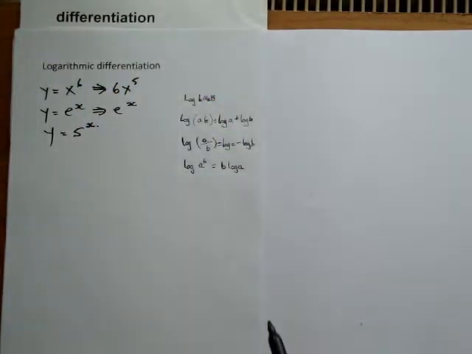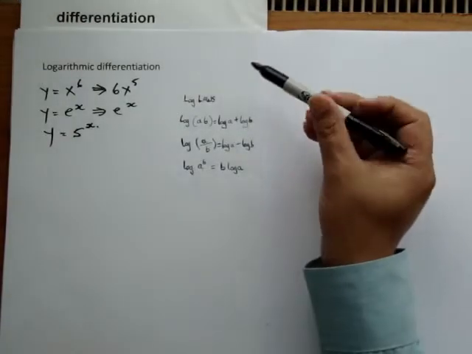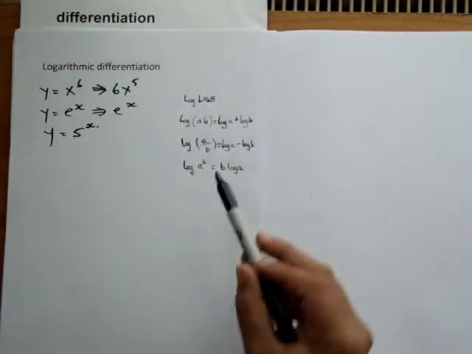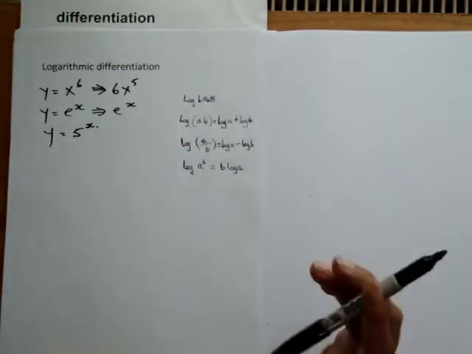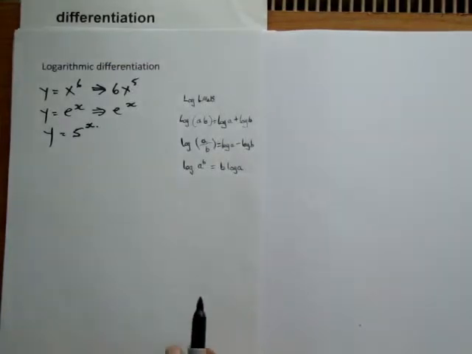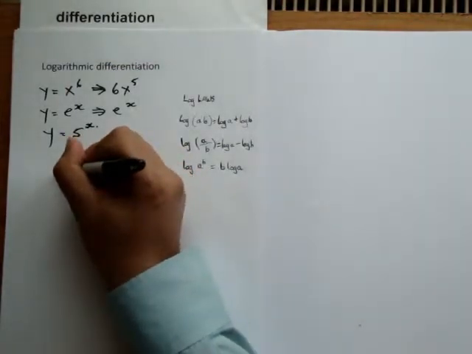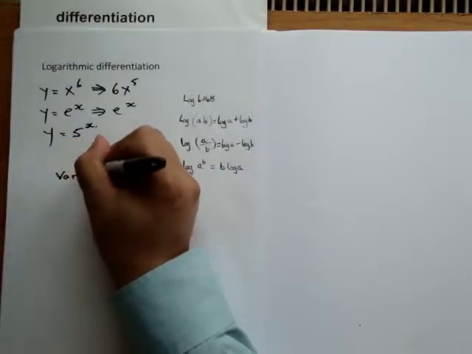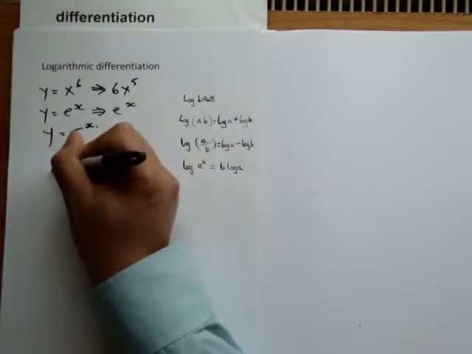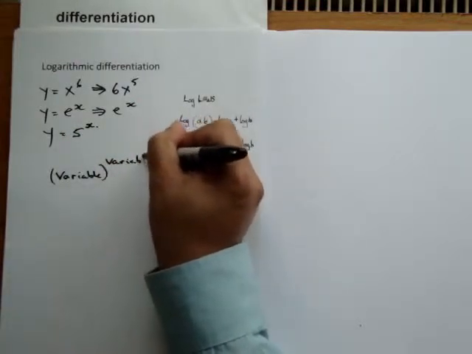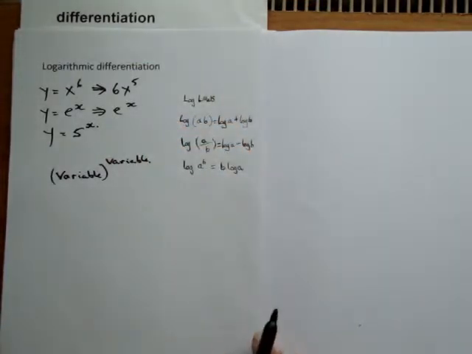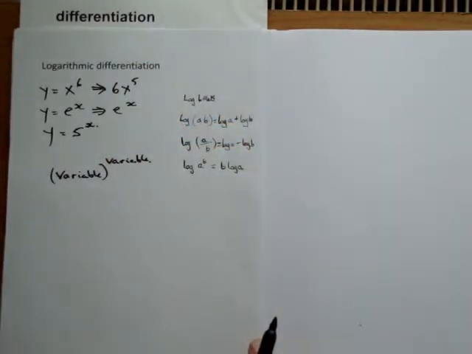For this we need another method, and we do what's called taking logs on both sides, and for this we need to know some log laws, and especially this last one here. Where we have especially a variable to the power of a variable, then we need to use logarithmic differentiation.